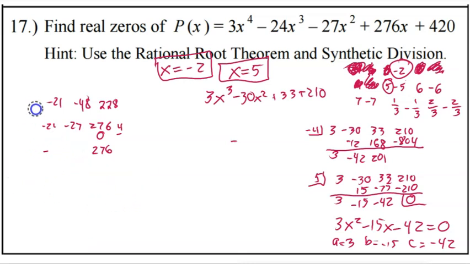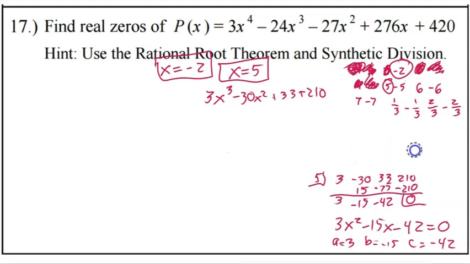I need some room for the quadratic formula. Okay, let's get rid of this. I'm going to leave this one here, the one that I did. All right, good. Now, I'm going to do x is equal to, let's see here, x equals negative b, and in this case b is negative 15, so that's 15. Plus or minus the square root of negative 15 squared, which is going to be 225, minus 4 times a, which is 3, times c, which is negative 42.